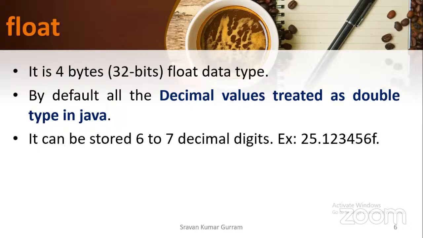So what we need to do if you want to store a float type, I will show you that. Float can store 6 to 7 decimal digits, nothing but the number after the point. And at the end, observe this point, you must write F if you want to store this value as the float type. If you are not specifying this F, by default that value is treated as double type. That is the meaning of this statement.